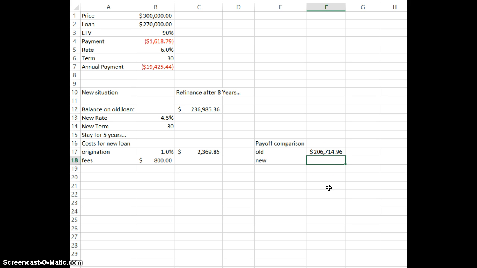So let's do the same thing for our new loan. Oops, getting ahead of myself there. I need to get a present value formula open. So we're going to take our new rate, divide that by 12. We're going to get our number of periods, minus 5 years in this scenario.